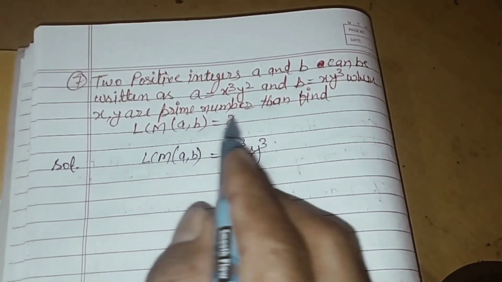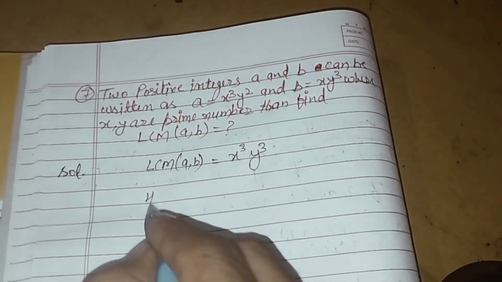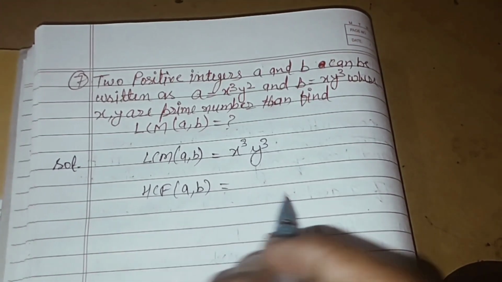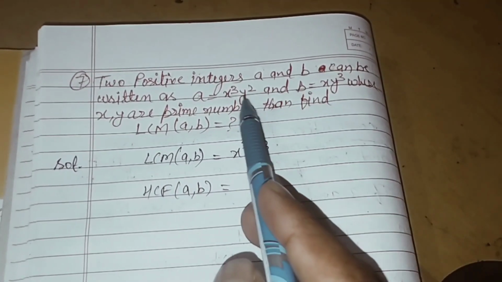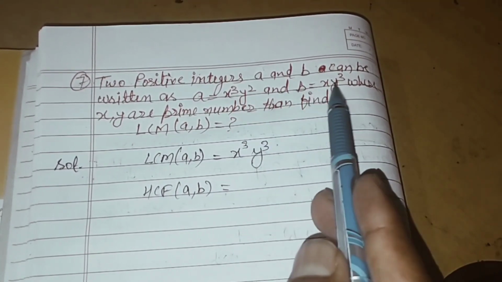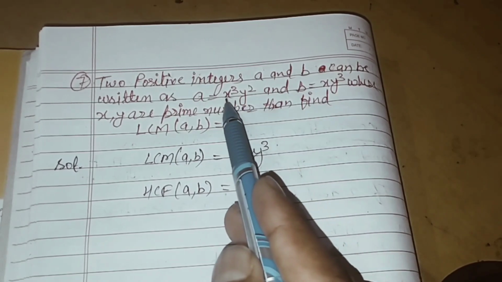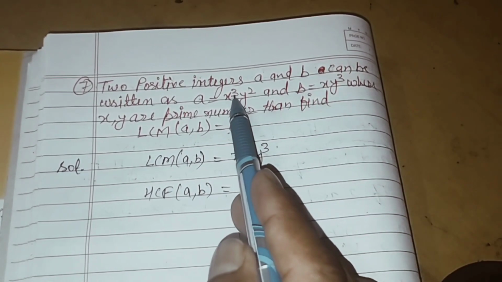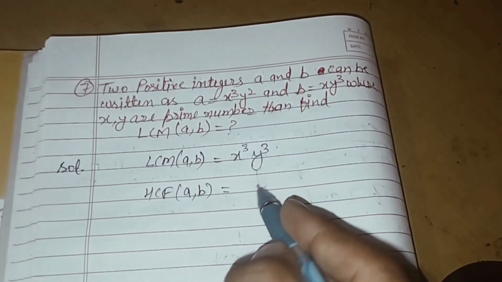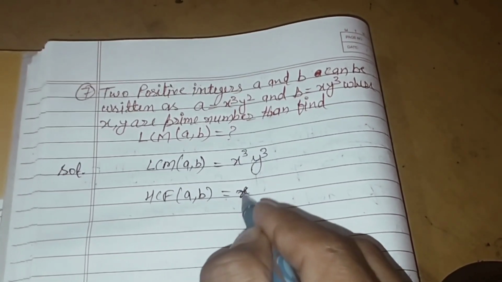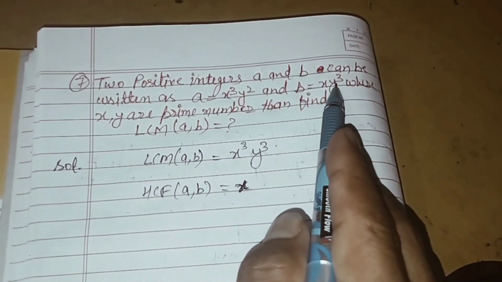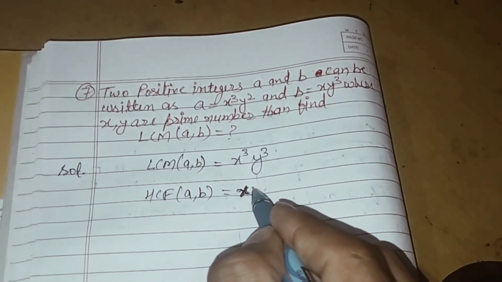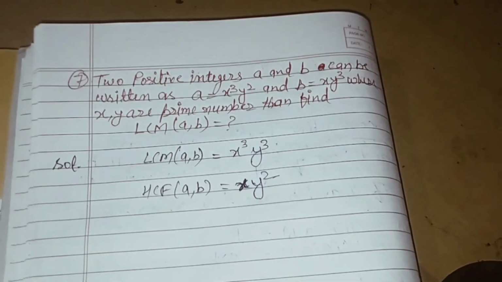If the question asks for the HCF of a and b, we should take the least power of the prime numbers. The power of x is 3 and 1, the least power is 1, so x. And for y, the powers are 3 and 2, and the least power is 2.